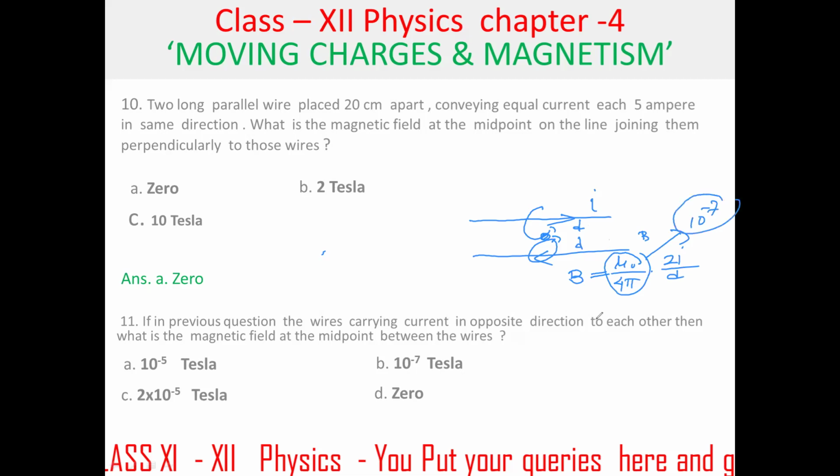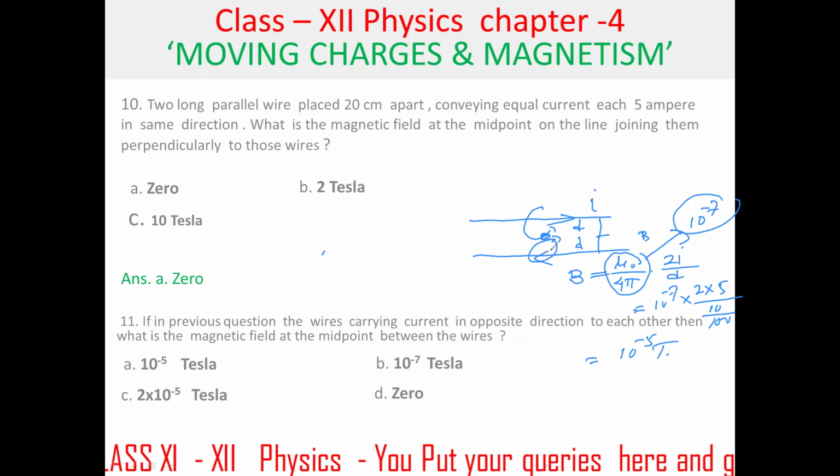Okay, so if I put here 10 to the power minus 7 into 2 into 5 ampere by d. What is d? d is 10, because the total was 20, so in the middle it will be 10. It is in centimeter, so divided by 100 meter. On calculation you will get B equal to 10 to the power minus 5 Tesla.